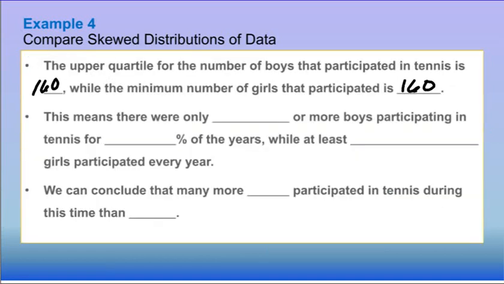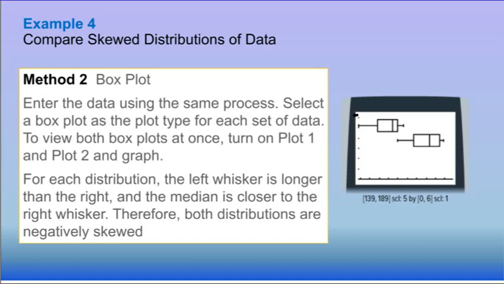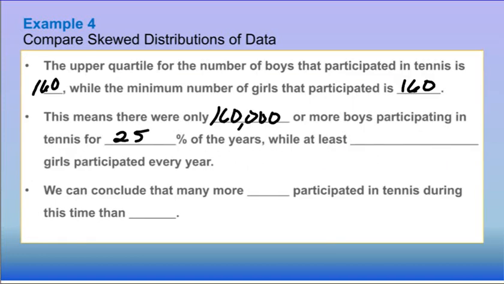This means that there were only 160,000, remember this number is in the thousands, or more boys participating in tennis for 25% of the years. And it's 25% because if you look at the box and whisker plots, this is 25, this is 50, this is 25%. While at least 160,000 girls participated every year. We can conclude that many more girls participated in tennis during this time than boys.